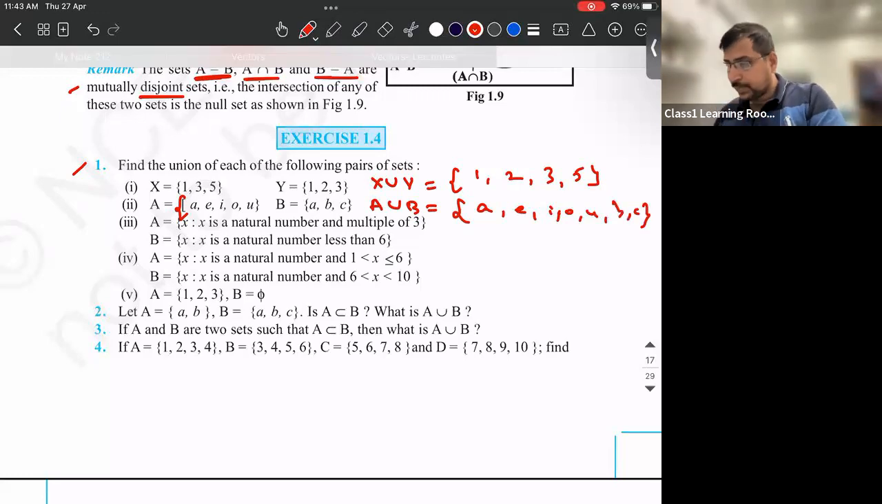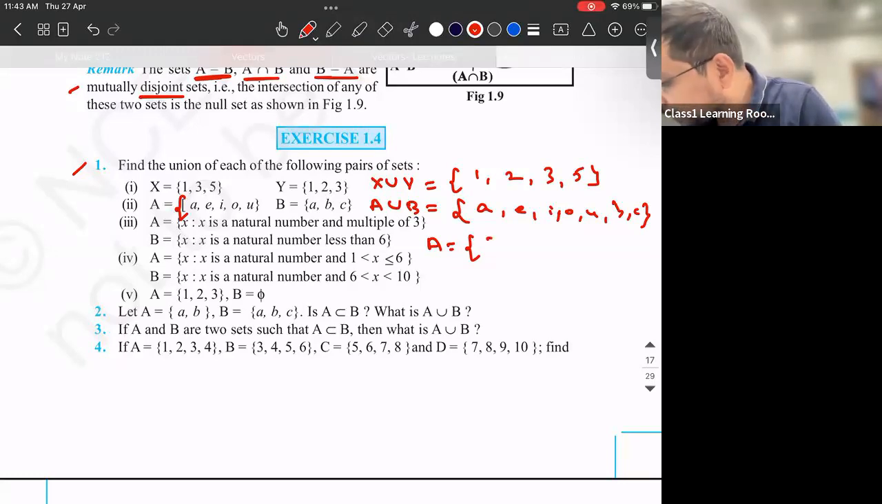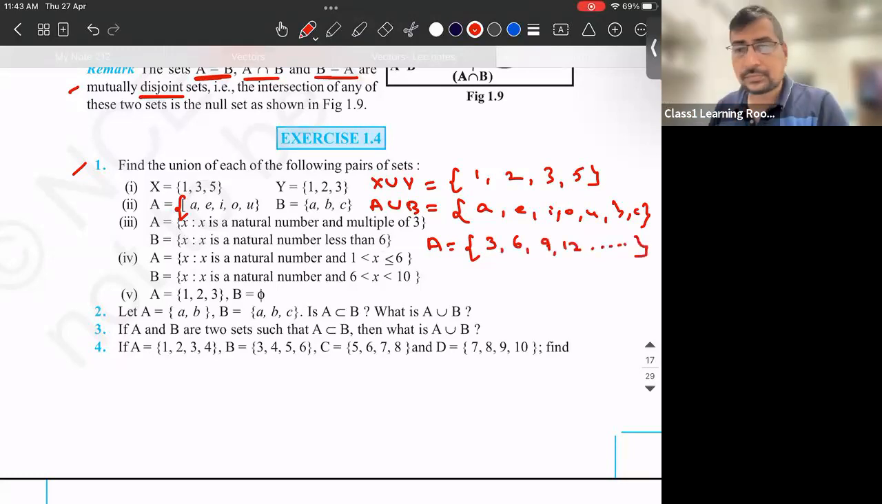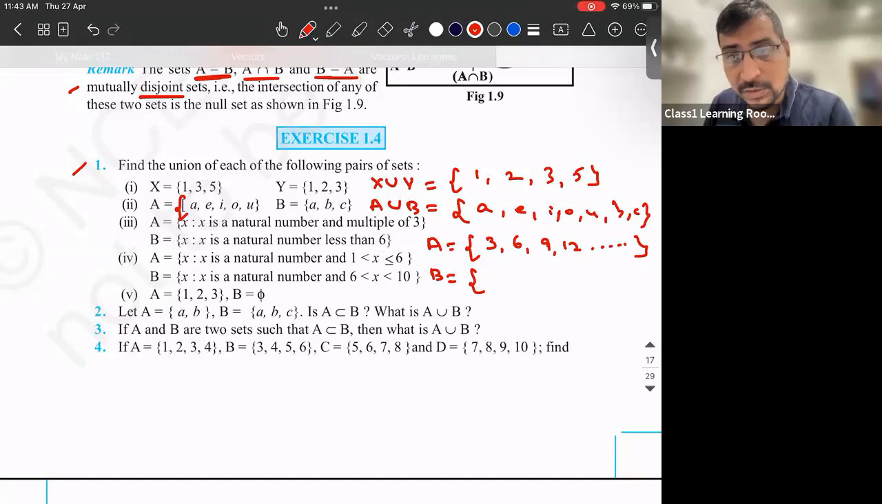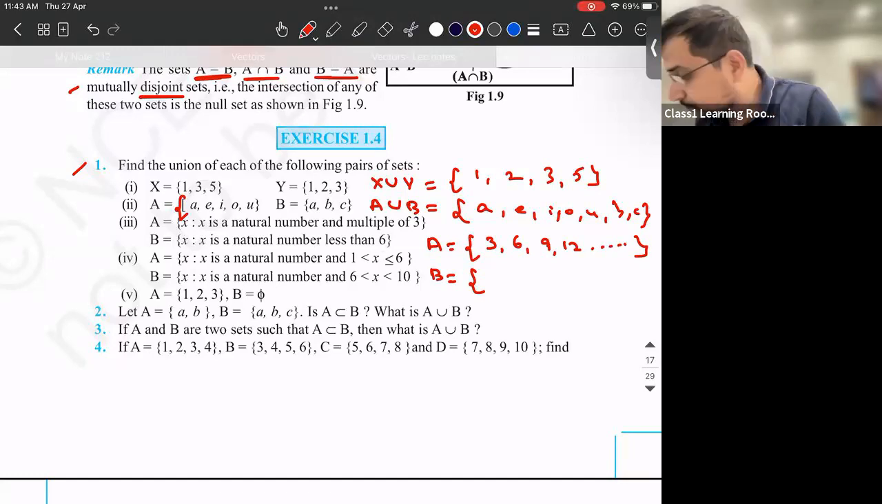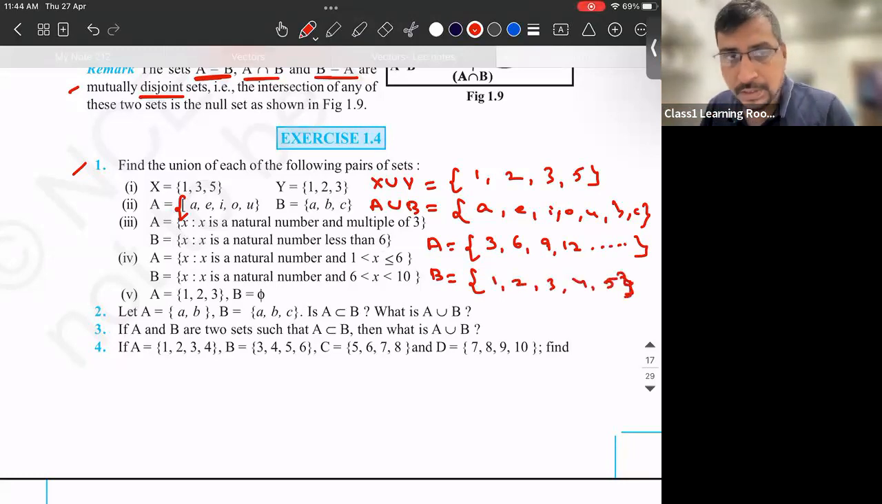Chitesh. A is equal to X such that X is a natural number and multiple of 3. So first you need to tell me what is set A. X is a natural number and multiple of 3 means it will be 3, 6, 9, 12, and so on. It's an infinite set. What about B? X is a natural number less than 6. So 1, 2, 3, 4, 5. We don't take the 6 into consideration. Right. What is A union B?